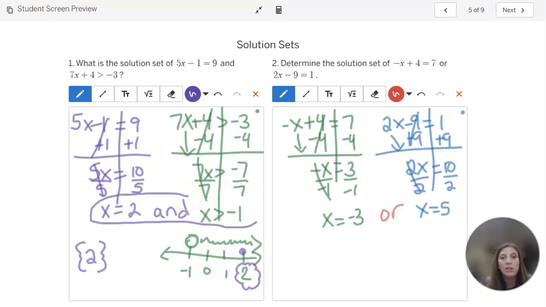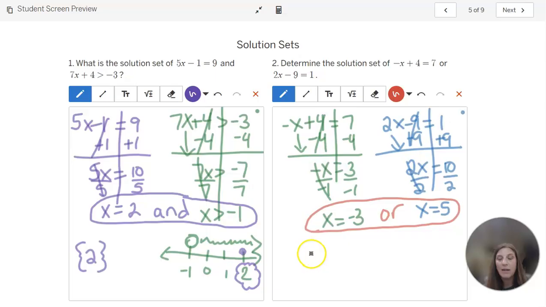Sometimes you will see the solutions left as this, and that is okay. You can leave solutions like that, x equals -3 or x equals 5. That can also be written in set builder notation. It can be -3 or it can be 5. Either one of those works. Over here, the only answer that worked for both was 2 because it was an and problem. But for or, you can keep them both.